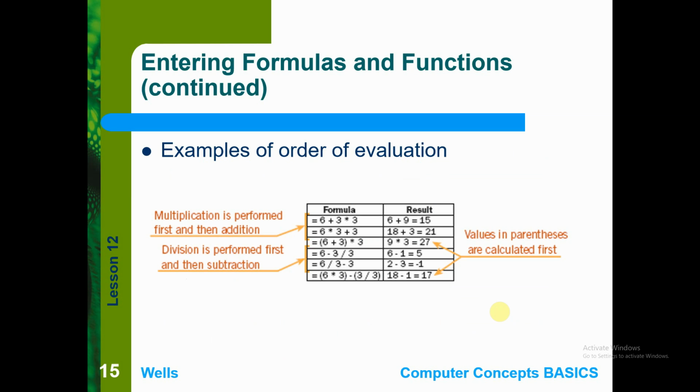In another example, with parentheses, you will notice that 6 plus 3 is calculated first, so that becomes 9. Then multiply by 3. 9 times 3 is 27, which is different from the previous example. The same goes with two sets of parentheses: 6 times 3 is 18, and then 3 divided by 3 is 1. Then subtract, getting the value of 17 from 18 minus 1.